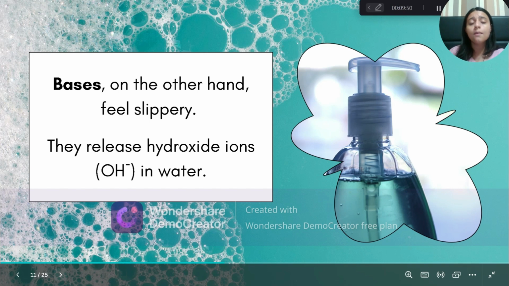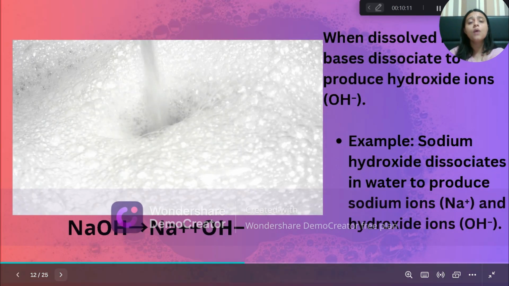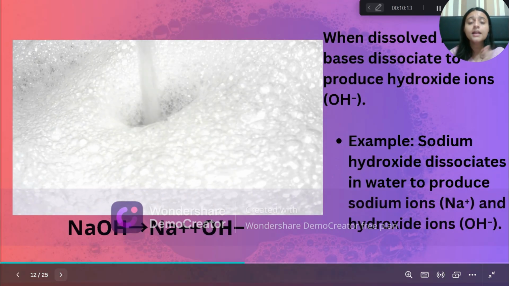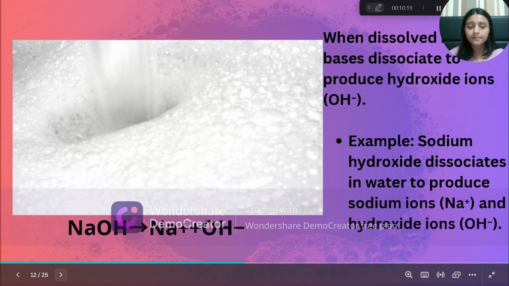Let's learn more about bases. When dissolved in water, bases dissociate to produce hydroxide ions. Example: sodium hydroxide in water gives out sodium plus and OH negative ions. So always remember, when a base is dissolved in water, it dissociates into hydroxide ions, in comparison to acids which release H plus ions.